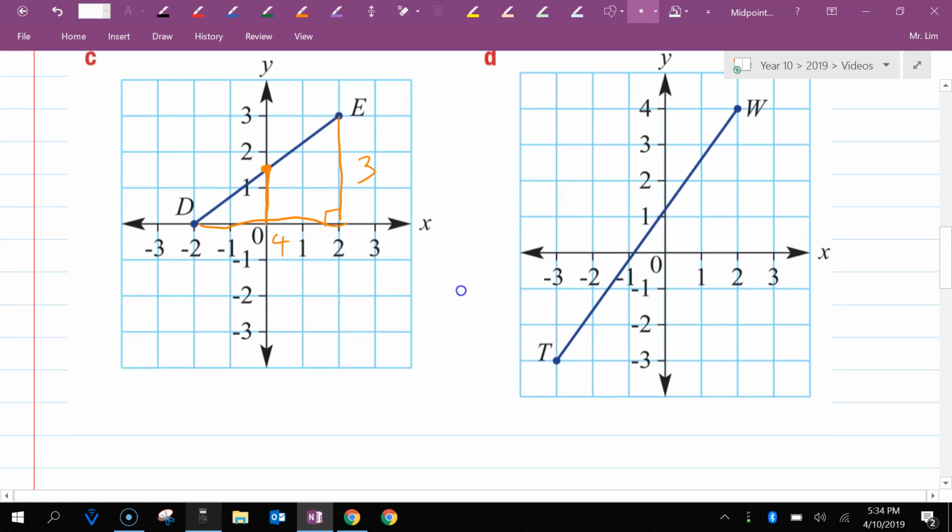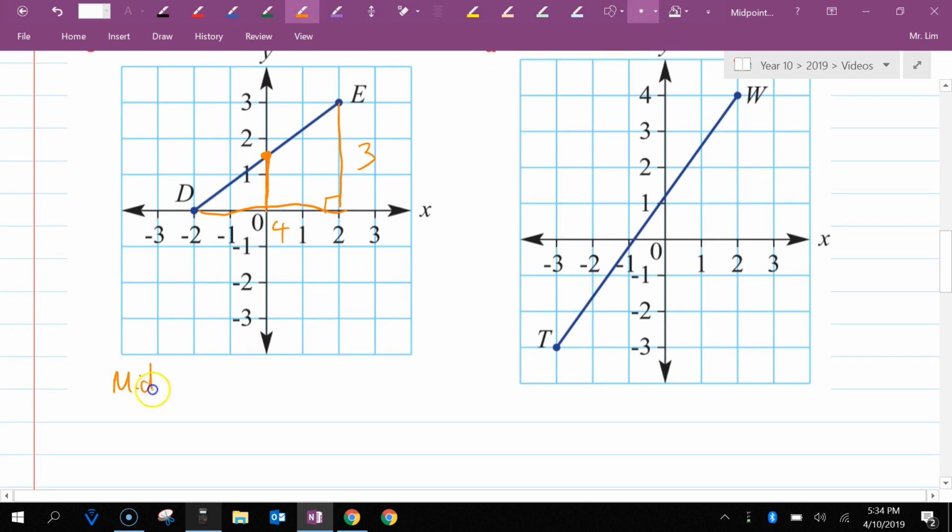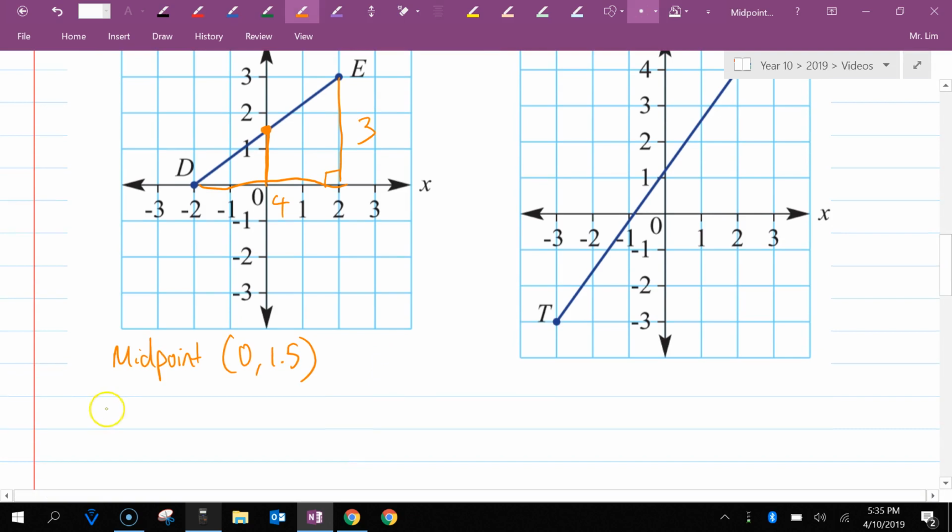That's my midpoint. So my midpoint is (0, 1.5), or 3 over 2. If I want to find the length of this line interval, the length is just the square root of 3 squared plus 4 squared, which is 5.